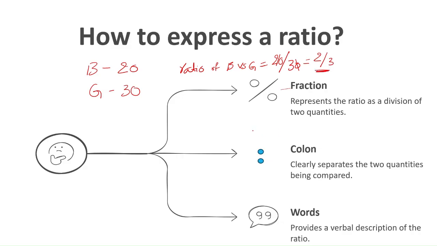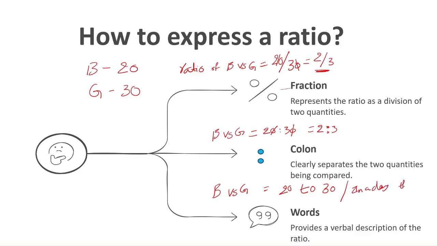Or else I can also represent it with a colon. Same boys versus girls, I can represent it like 20 is to 30. Then the same calculation, you can cancel zero zero, and it becomes 2 is to 3. You can also represent boys versus girls in words: for every 20 boys in the class, there were 30 girls in that class.